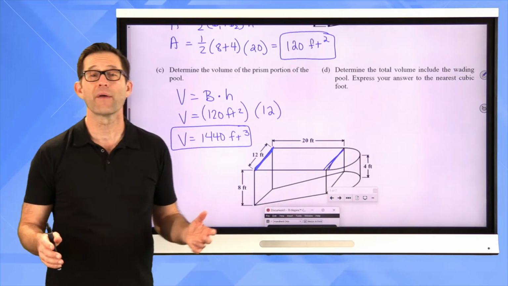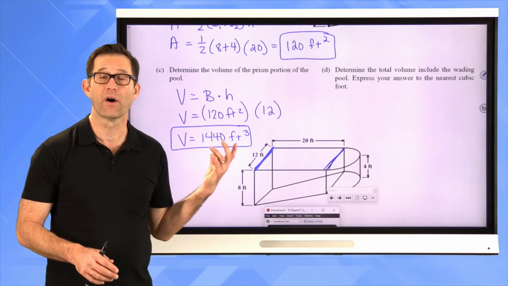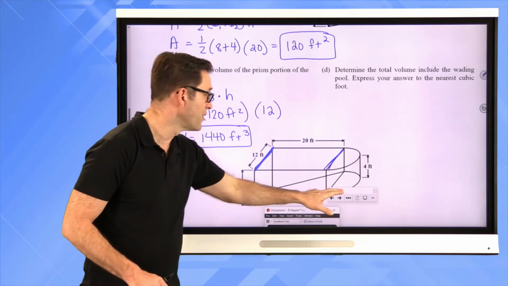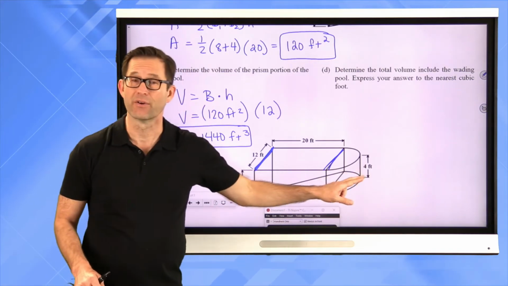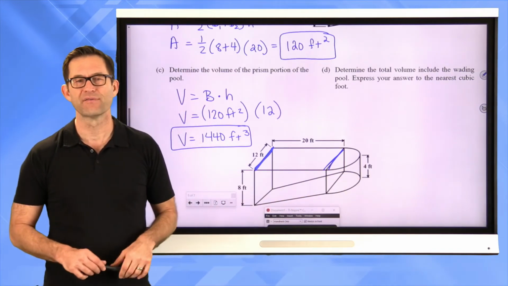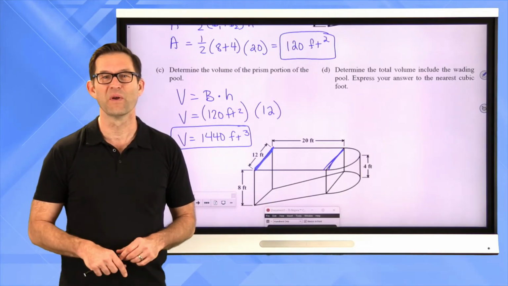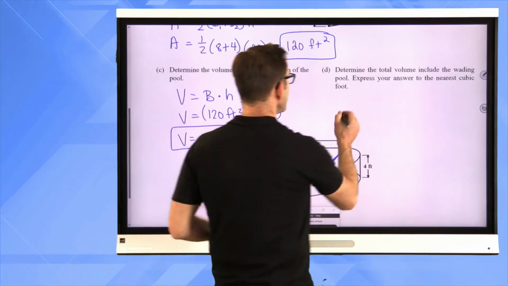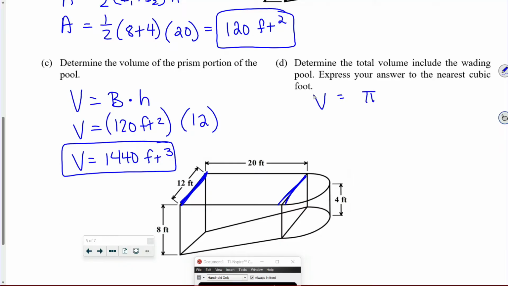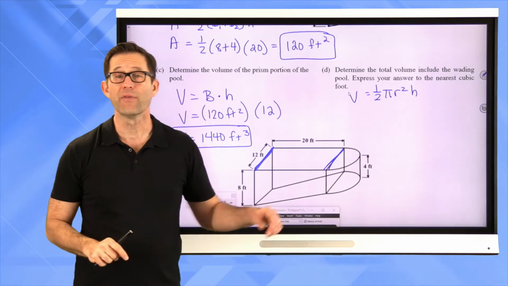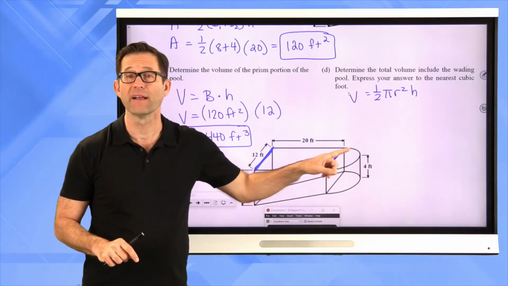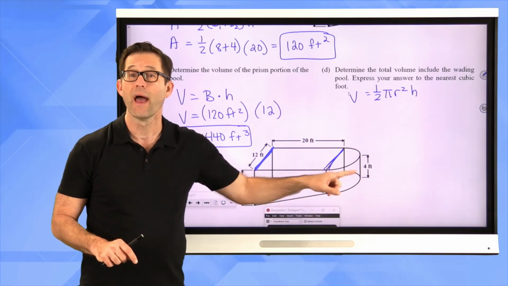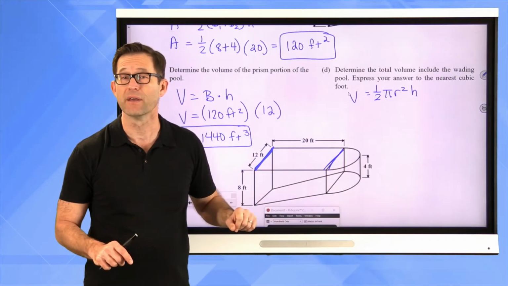Now, to figure out the total volume, we want to take the volume we just calculated and add it to the volume of that half cylinder. So let's talk about the volume of the half cylinder. We never even did a volume calculation with that cylinder, even though you did them back in middle school. We know that the volume of a cylinder is pi r squared times h. In this case, it's going to be 1/2 pi r squared times h. You can think about that as the area of that semicircle, multiplied by the height, which ends up being 4 feet.